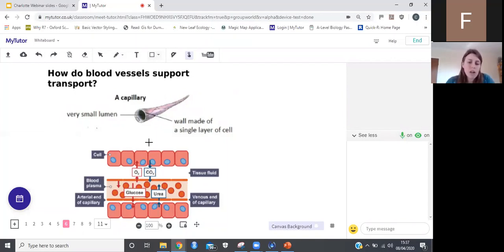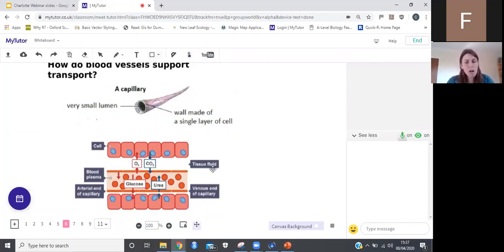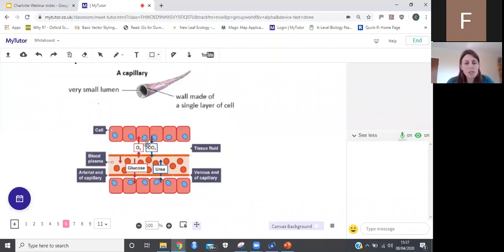So here we've got a little diagram of cells and some exchange of substances across them. And then also our blood here within a capillary. So here's the arterial end of the capillary here. This is bringing in the oxygenated blood. And the venous end of the capillary on this side. So that's taking away any waste products. We've got one row of cells here. We've got another row of cells here. And the capillary is small enough to fit in between them.